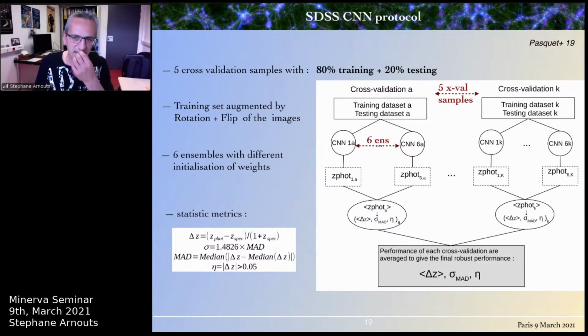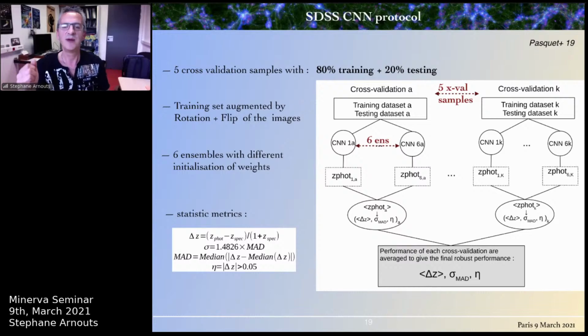One more step beyond the cross-validation that I already explained: we split the sample into 80% and 20%, and we repeat that 5 times. So the 20% contains a new part of the sample every time. Also, because you start with some initialization for the weights of the network, and those initializations are random weights, we do 6 ensembles for every cross-validation, which means that we start with 6 random realizations on the same training set.